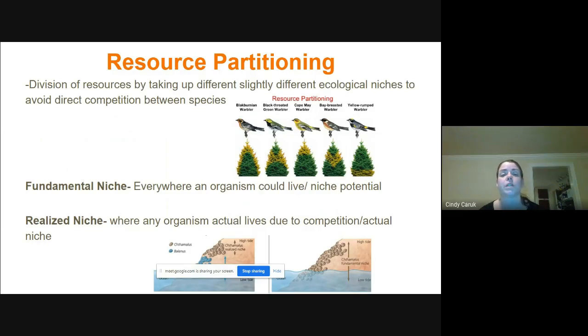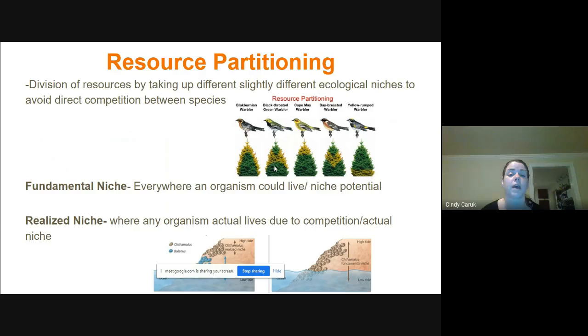So in resource partitioning, I like this because you can see all the different warblers. We looked at it with the lizards in the rainforest, but here you see all the different warblers are using slightly different parts of the trees to get their food, right? So they're avoiding direct competition for food between them. And so we also see this with fundamental niches everywhere.